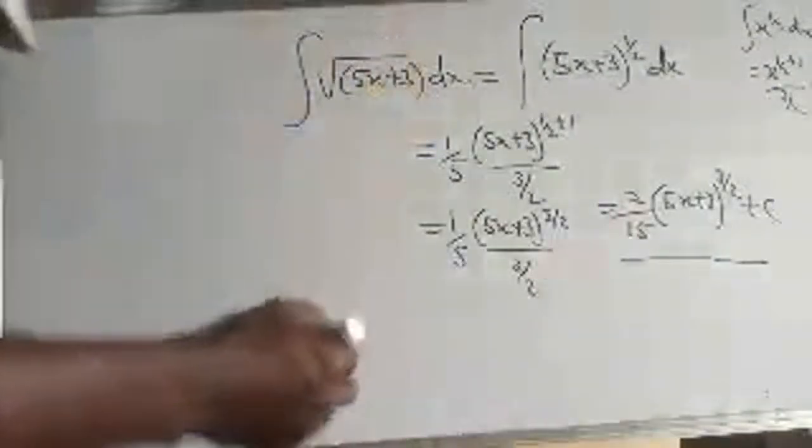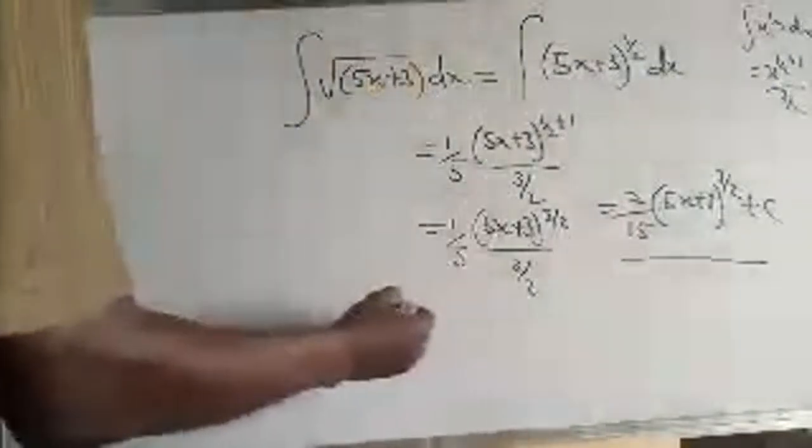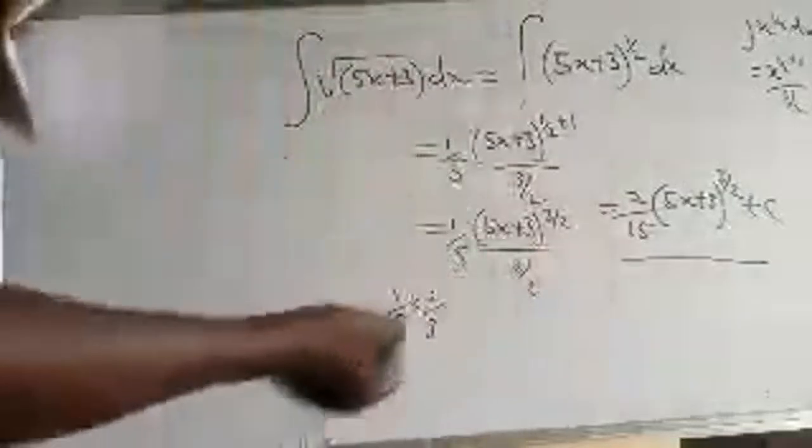You are wondering, beautiful. You originally have 1 over 5 here, times, when you invert, 2 over 3. You are dividing the whole of this, so 2 will go up, 3 will be retained. So 2 times 1 is 2 over 15. And you write this. And if you want to change this one to the radical version, you can say 2 all over 15, the square root of 5x plus 3, raised to the power of 3, plus c. So that is about that.